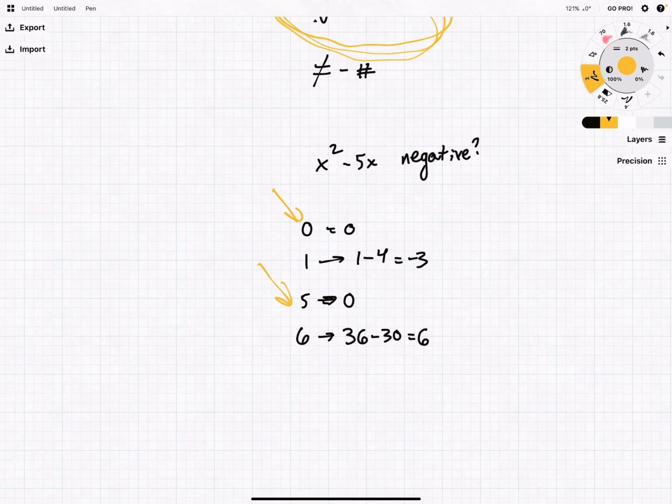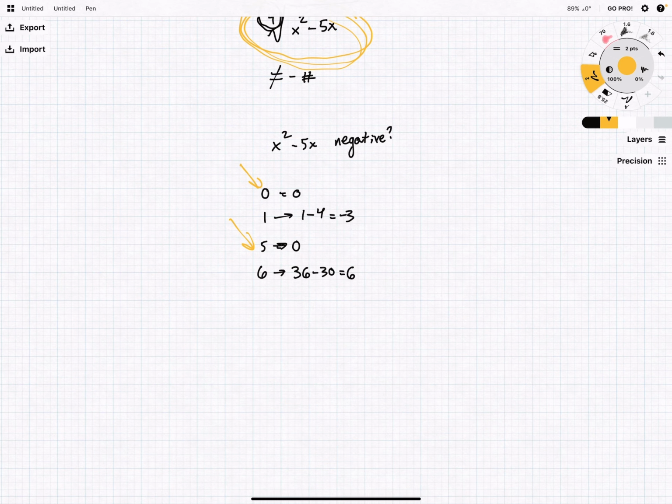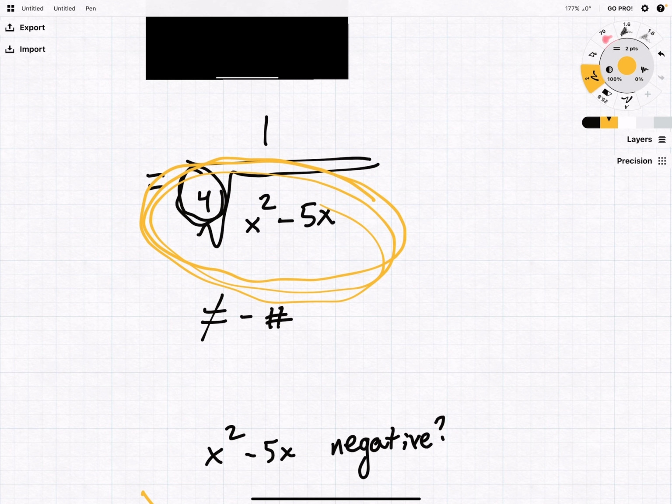So what we know is that x can be less than 0 because if x is a negative number, then this x squared, anytime you square a negative number, you'll get a positive number. And then minus 5x, if x happens to be a negative number, then that minus 5x will turn into a plus. So any negative number will in turn give us a positive number under that radical. So any negative number is good all the way up to 0, but not including, because otherwise 0 will be in the denominator.